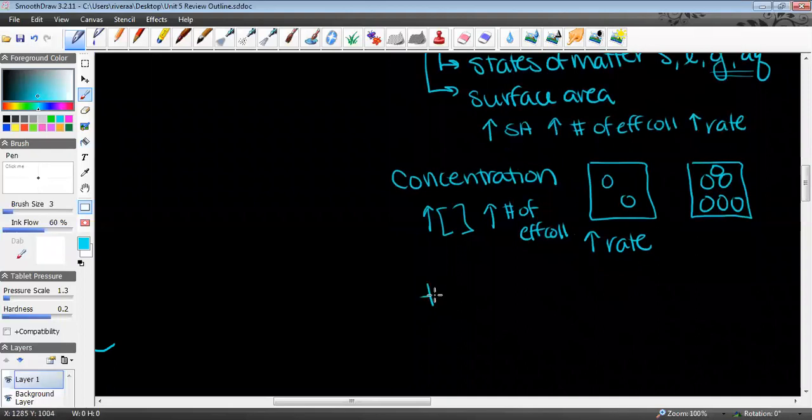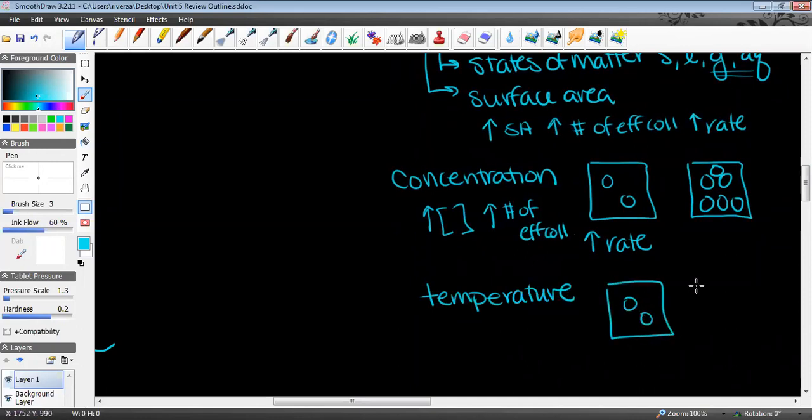We can also affect rate with temperature. Because think about it, if you've got a sample with 2 molecules of gas and you have another sample with 2 molecules of gas, but this one's at 25 degrees Celsius and this one's at 100 degrees Celsius, these molecules are moving around a lot faster. And so they're going to collide with each other more often.